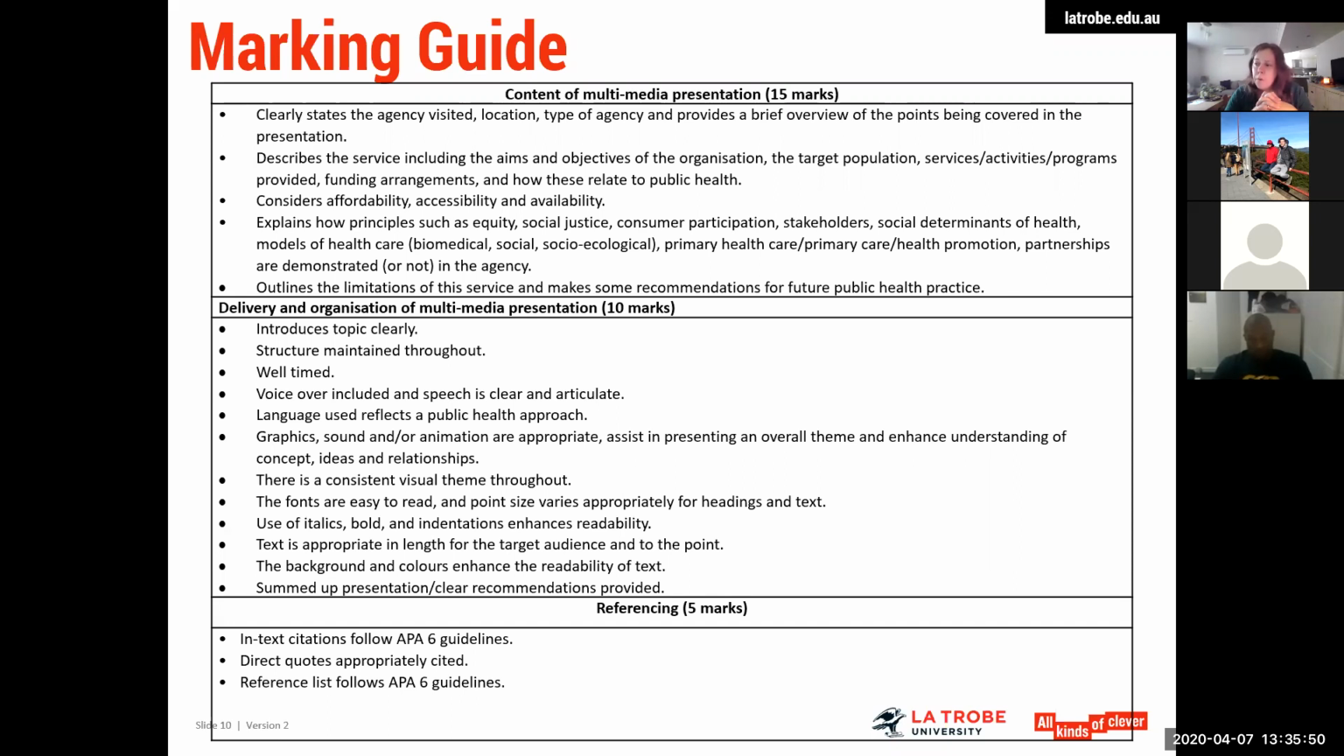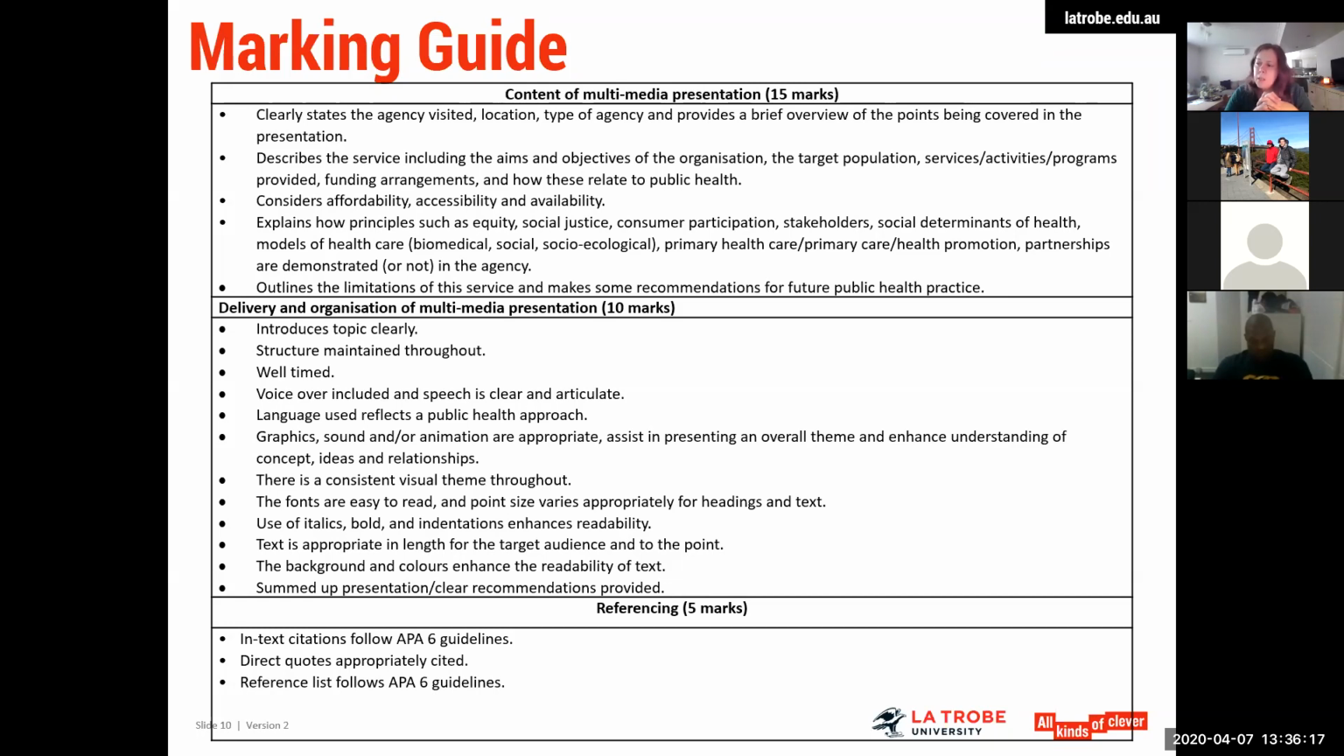There are marks for graphics, sound, and/or animations, and that's about how appropriate they are. We wouldn't want you to have a whole lot of animations or sounds that don't link to the presentation, because they then just become distracting. You want to make sure that they're actually enhancing the presentation and not detracting from what you're trying to communicate to us.